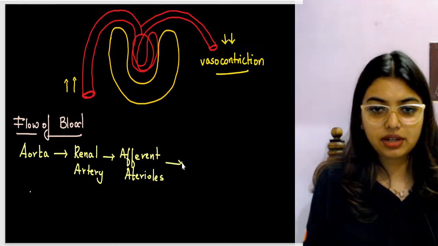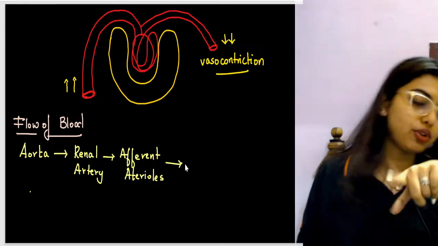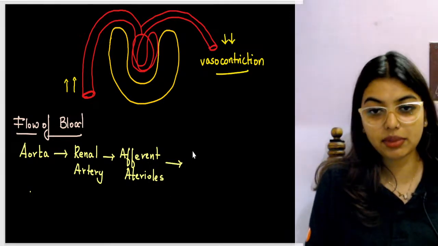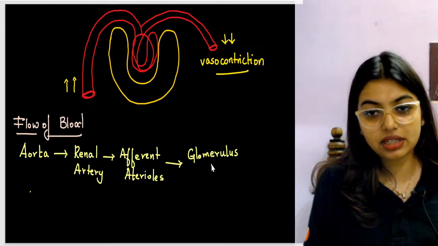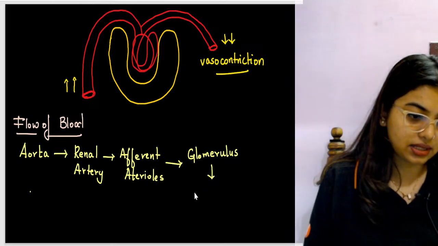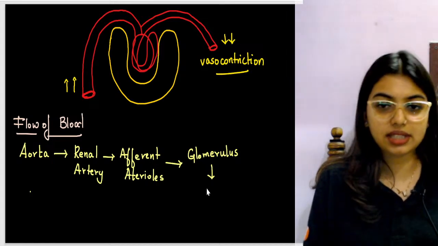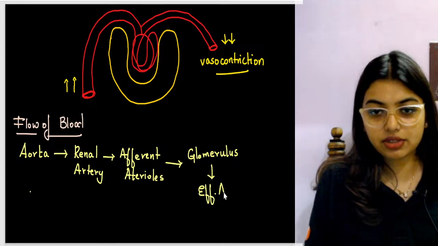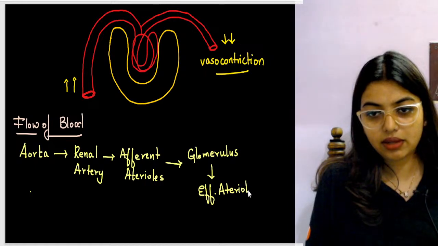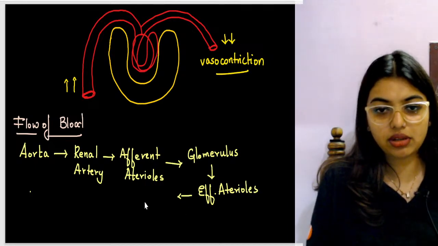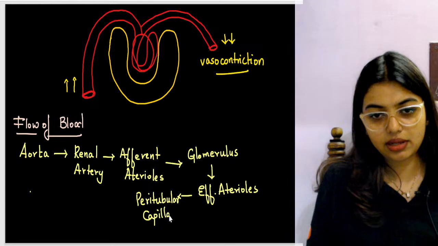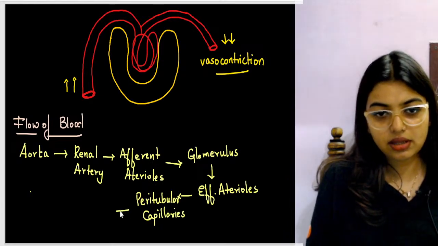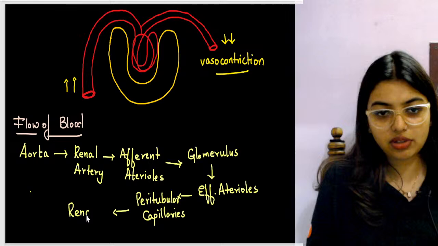Now students, from afferent arterioles it's going to go into the efferent arterioles, but before that you have to remember that it is going to go to the glomerulus. From glomerulus it is going to go into the efferent arterioles, and from efferent arterioles to the peritubular capillaries. Then from peritubular capillaries it is going to the renal vein.